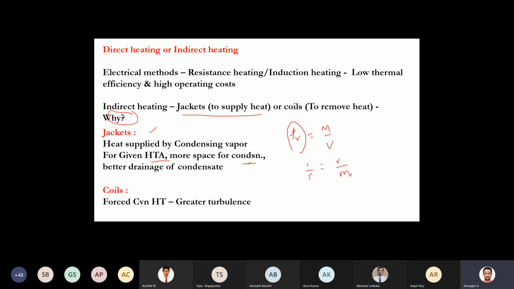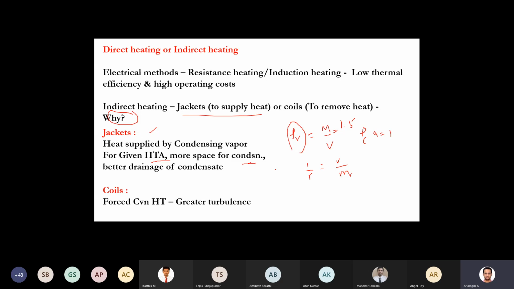Also, once the vapor condenses, the density of the condensate, for example in the case of steam, goes from around 1.5 to almost 1000, since the condensate is almost water. So the ratio is very high. We have to provide more space for the condensation zone, and also enough space for better drainage. These are the reasons why we provide jackets.